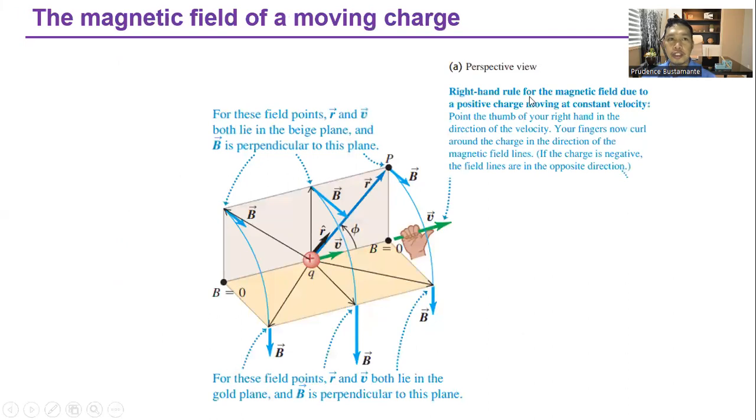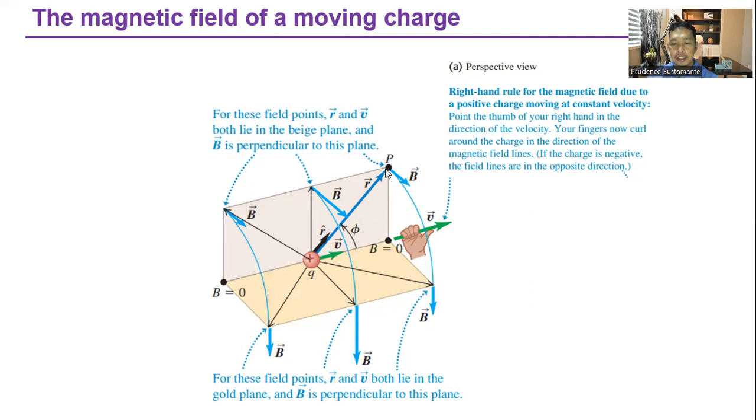So let's go first. Here is the magnetic field of a moving charge. We'll discuss the magnetic field of a moving charge. If you have a moving charge, this moving charge will create a magnetic field. For example, we want to calculate the magnetic field at the point P.